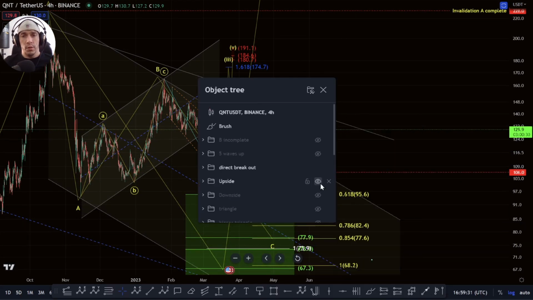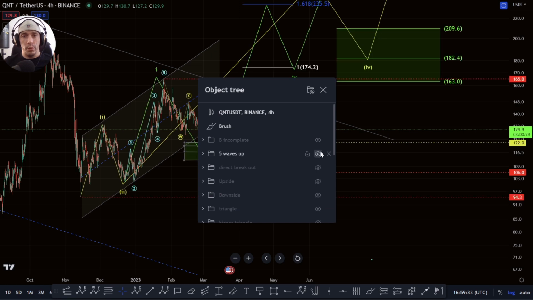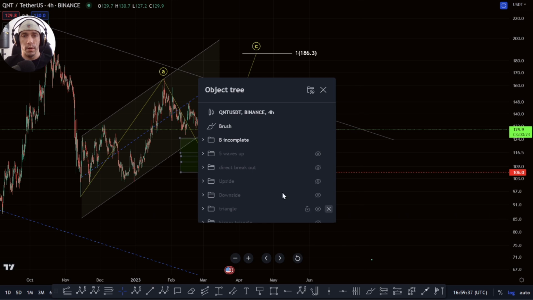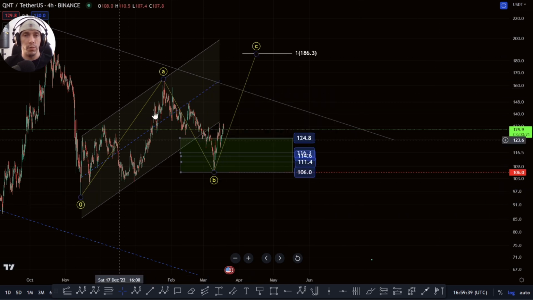So before we end the video, I just want to talk about it. There is a few ways that we can look at this. We could be looking just as a three-wave move to the upside here.